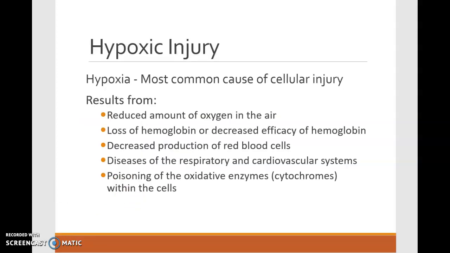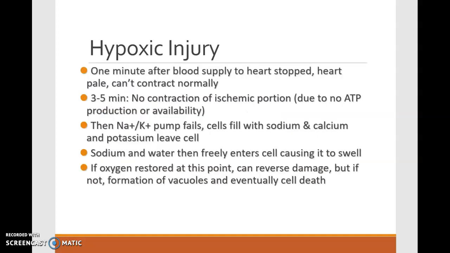Hypoxic injury is the number one, the biggest cause for cellular injury. Decreasing oxygen to your cells causes cellular injury and cellular death pretty quickly. Looking at heart attacks, one minute after the blood supply stops, that section of the heart becomes pale and can't contract. At 3 to 5 minutes, that ischemic portion is not contracting at all because you don't have ATP. Then your sodium-potassium pump fails and the cells swell, and then it becomes irreversible damage.